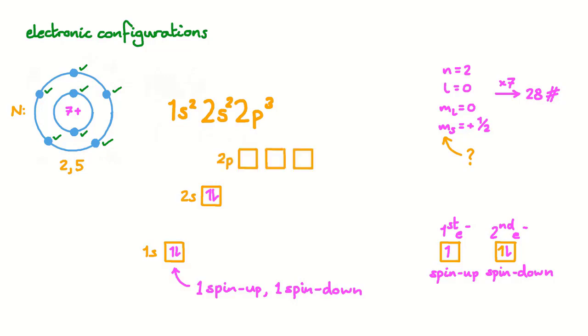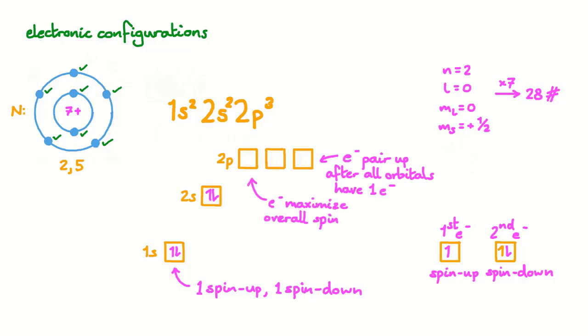But in the 2p subshell, it's not clear because we have 6 places and 3 electrons. They might be like this, or even like this. The first principle we need to obey is that electrons will only start to pair up after all orbitals have at least one electron. And another principle is that electrons in the same subshell will arrange themselves so as to maximize their overall spin. So the first electron is spin up in the first orbital, the second electron is also spin up in the second orbital, and the third electron is also spin up in the third orbital.